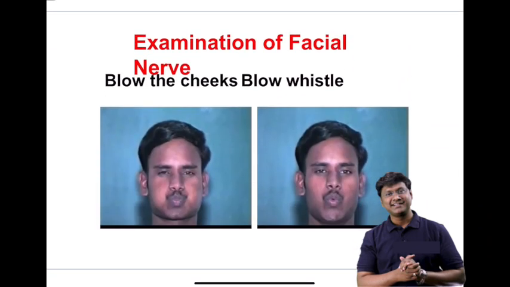And next, to blow your cheeks, right? You require buccinator, which is also supplied by your facial nerve. And to blow the whistle, the muscle which is required is orbicularis oris. And this is also being supplied by your 7th nerve. So once the facial nerve is paralyzed, all these muscles are paralyzed, so there will be weakness of your facial muscles.